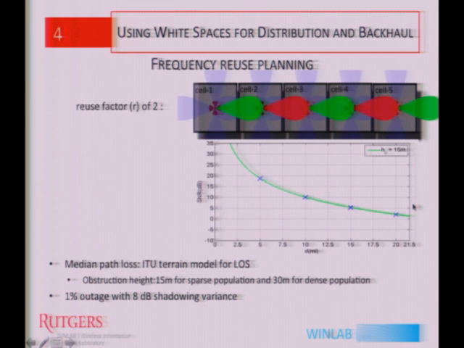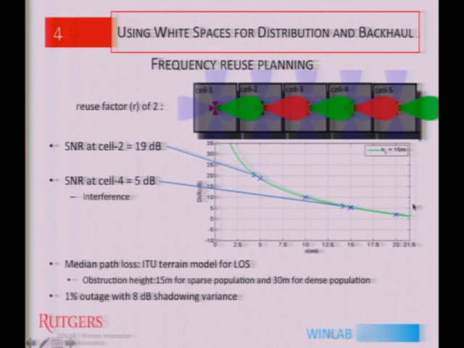For example, if we use a reuse factor of 2, this would be a path that might be taken. The green ones are one group, and the red balloons are another group. As you can see, with a reuse factor of 2, if transmission is from cell 1 to cell 2, this is the SNR received at cell 2, which is 19 dB. The unwanted interference would be whatever is received at cell 4, which is using the same group of channels. But this would be 5 dB. Compared to that 19 dB, there's a 14 dB isolation with a reuse factor of 2, which is assumed to be good enough for us to rely on.